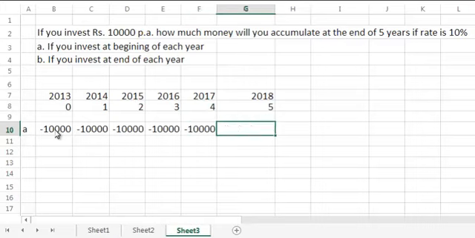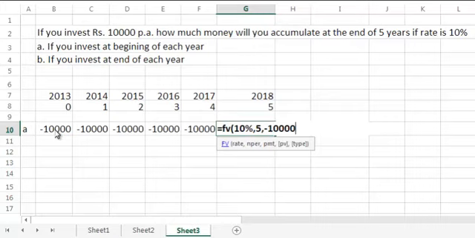Having invested all of these monies, our question was, by the end of the 5th year, how much money will we accumulate? To answer this, we can calculate using the future value function, wherein the rate of interest has been given to us as 10%, NPER is 5 years, PMT is minus 10,000. There is no present value in the question, and then type. Type is what tells the system whether the cash flow is happening at the beginning of the period or at the end of the period.